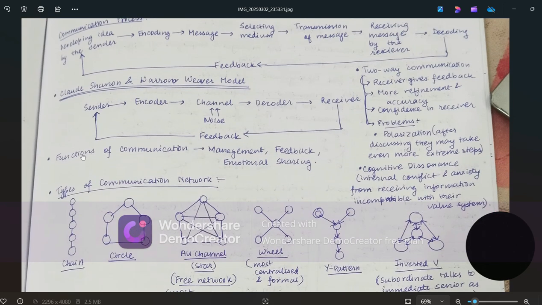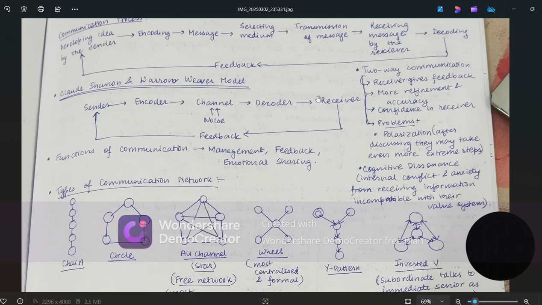Now, another model was given by Claude Shannon and Warren Weaver. In this, a sender encodes the message and sends it through a channel in which noise is also present. Then the decoder decodes the message and it is received by the receiver. Then the receiver provides feedback to the sender. Now there is two-way communication and one-way communication.